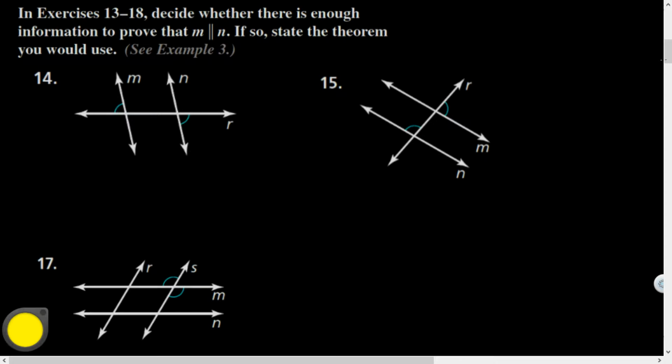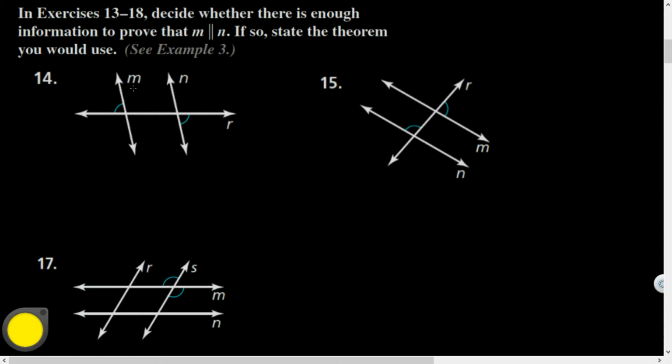All right, I like these ones. Do you guys like these ones? These ones get you thinking. Decide whether there is enough information to prove that m is parallel to n. All right. Yeah, I skipped around. I changed the order on my screen compared to your packet.